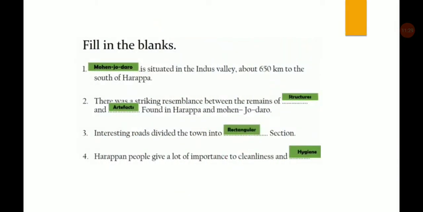So now children, here are some question answers and fill in the blanks. You have to complete them in your notebook, and of course you all have to study them.